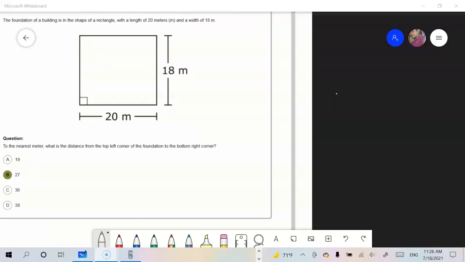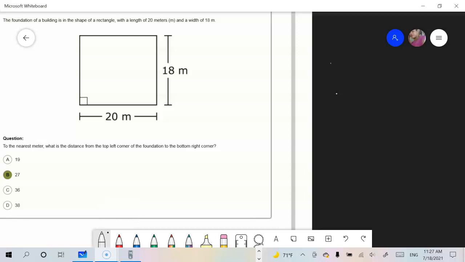Here we are. So the problem says the foundation of a building is in the shape of a rectangle, and you can see the foundation here, with a length of 20 meters, so this is the length, and a width of 18 meters, this is the width. The question is, to the nearest meter, what is the distance from the top left corner of the foundation to the bottom right corner?